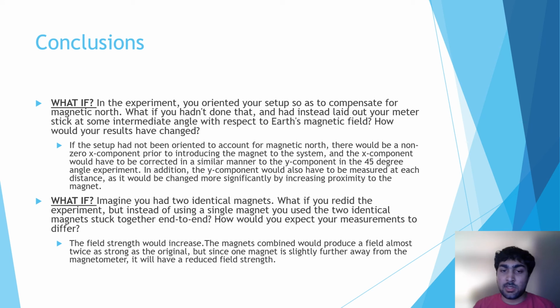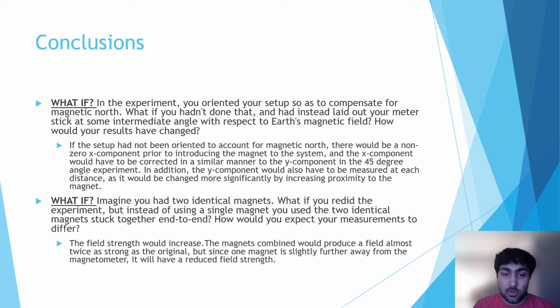In the experiment, you oriented your setup so as to compensate for magnetic north. What if you hadn't done that and instead laid out your meter stick at an intermediate angle with respect to Earth's magnetic field? How would your results have changed? If the setup had not been oriented to account for magnetic north, there would be a non-zero x component prior to introducing the magnet to the system, and the x component would have to be corrected in a similar manner to the y component in the 45-degree angle experiment. In addition, the y component would have to be measured at each distance, as it would change more significantly by increasing proximity to the magnet, as it would not be directly perpendicular.